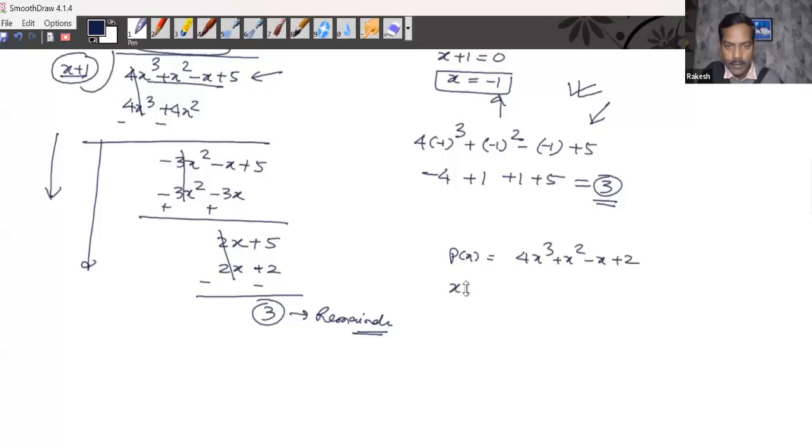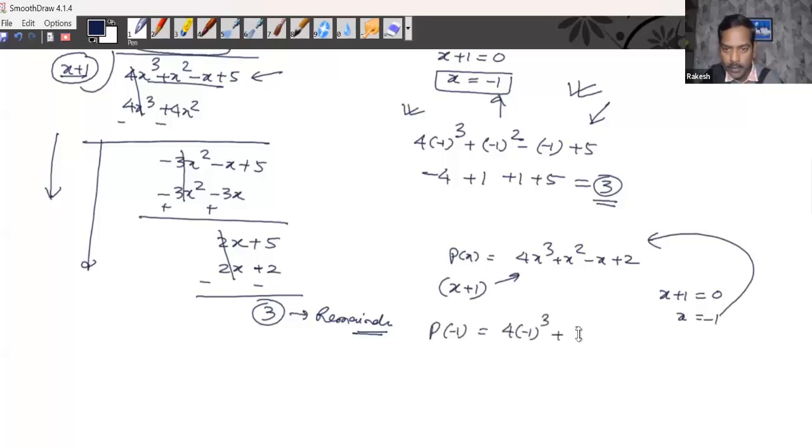And we want to find whether x plus 1 is a factor of this. If x plus 1 is a factor, then the remainder should be 0 when this is divided by x plus 1. So what we should do is follow this particular rule. Let us find the 0 of x plus 1, so x is equal to -1. Now let us substitute it here. So p of -1 would be 4 into (-1) whole cube plus (-1) whole square minus (-1) plus 2. This will become -4, this remains plus 1, this will be plus 1, plus 2. Clearly this is equal to 0.